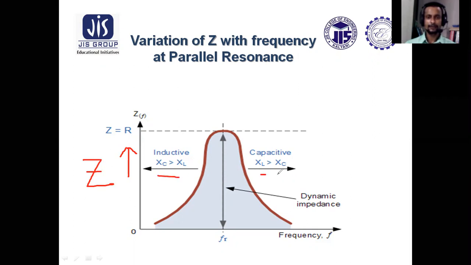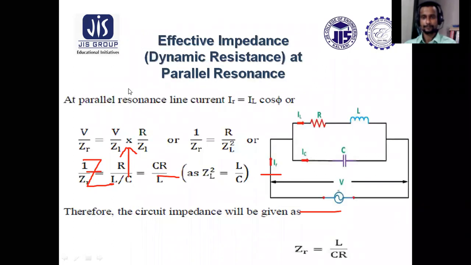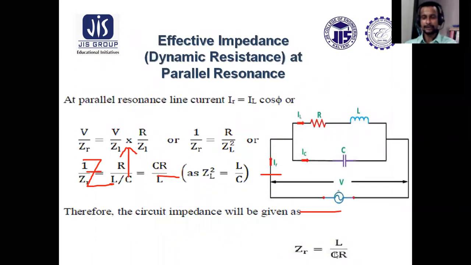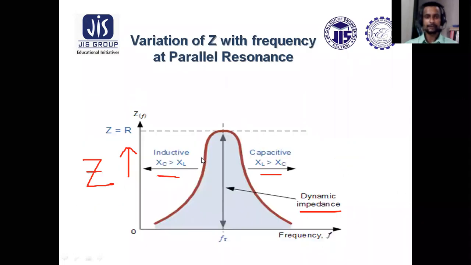This part we already explained, why XL is less than XC for this part. For this part, XL is greater than XC, it is acting as the capacitive part, and this is known as dynamic impedance, which is L by CR. This dynamic impedance is placed here. Now, this dynamic impedance is very large. Why? Generally, the L by C ratio is very large. That is why this dynamic impedance is very large.